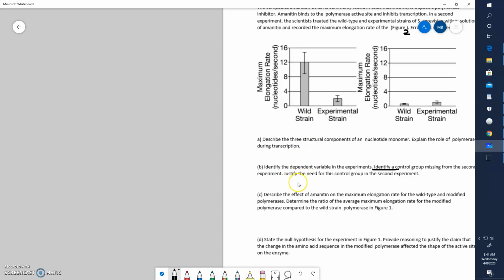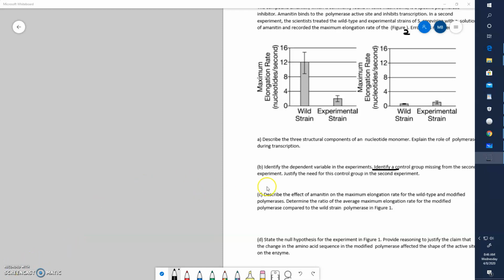Alright, C: describe the effect of amatoxin on the maximum elongation rate for the wild type and modified polymerases. Determine the ratio of the average maximum elongation rate for the modified polymerase compared to the wild strain polymerase in figure 1.